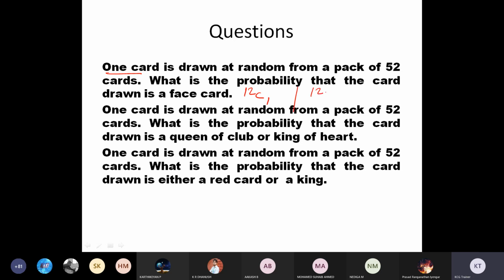For probability, your answer is 12C1 divided by 52C1 because probability means possible outcomes divided by total outcomes. So out of total of 52, you're selecting one card, and what is the possibility? You have to select that one card out of the 12. Everyone understood the difference between PNC and probability? First question clear or not? Yes, sir. Second question.